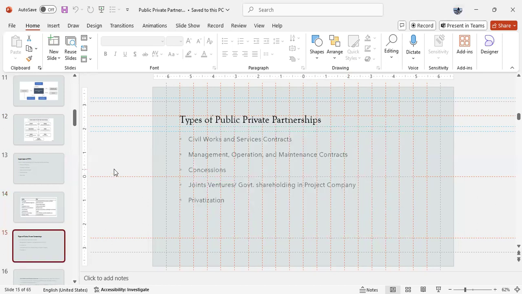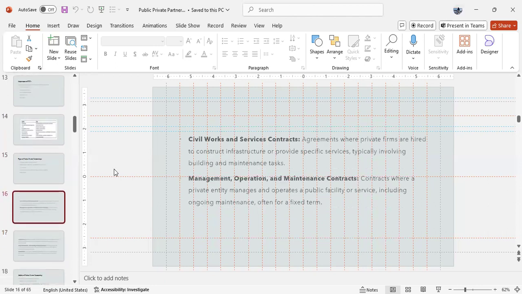Types of public-private partnerships. Civil works and service contracts, management, operation and maintenance contracts, concessions, joint ventures or government shareholding in project company, and privatization. Civil work and service contracts, agreements where private firms are hired to construct infrastructure or provide specific services, typically involving building and maintenance tasks. Management, operation, and maintenance contracts are the contracts where a private entity manages and operates a public facility or service, including ongoing maintenance, often for a fixed term.